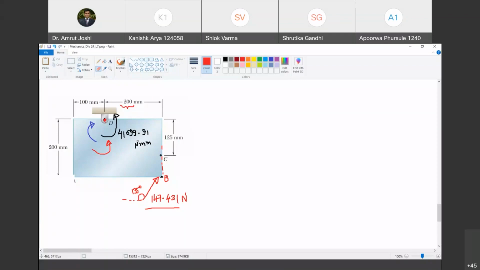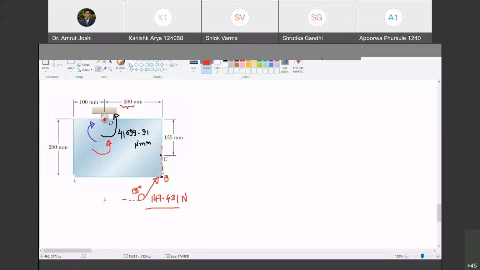So let us try to calculate that. So what is the moment of 147.431? Now, that's 45 degrees.